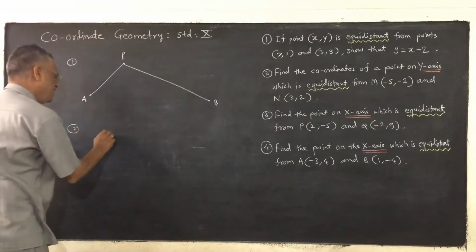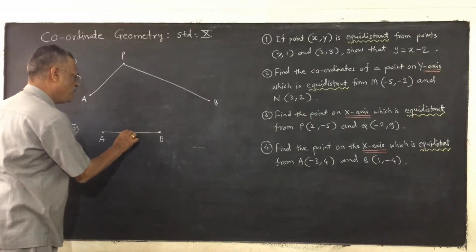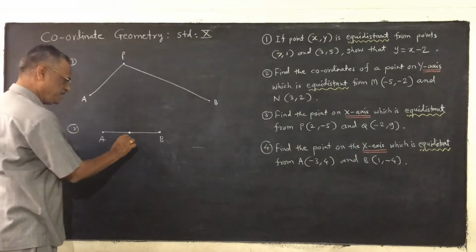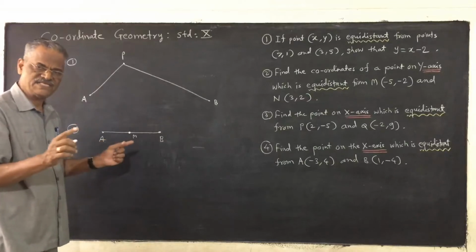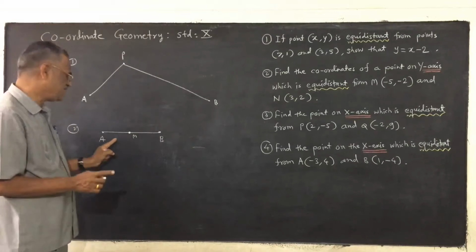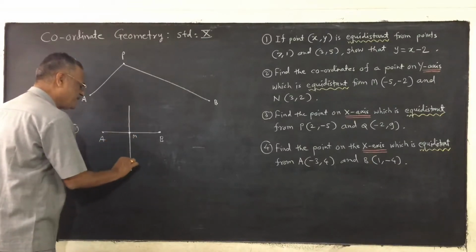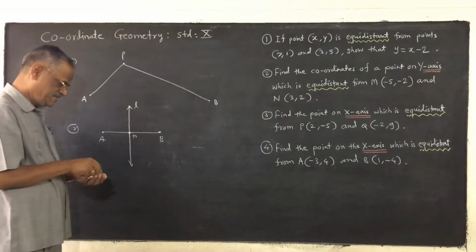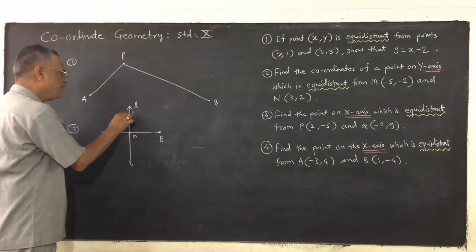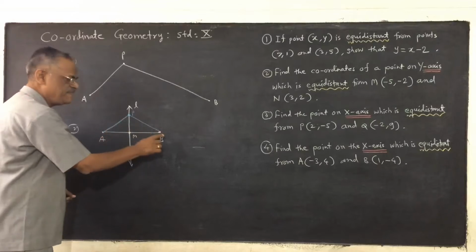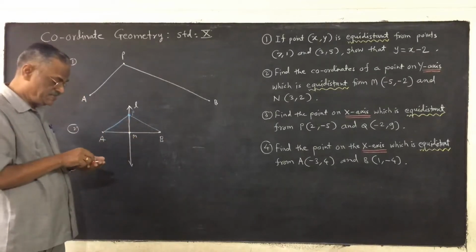Now if we draw segment AB and consider its midpoint M, MA and MB are equal distances, so M is equidistant from A and B. If we draw the perpendicular bisector of segment AB and consider any point P on it, then PA and PB are equal, so P is equidistant from A and B.